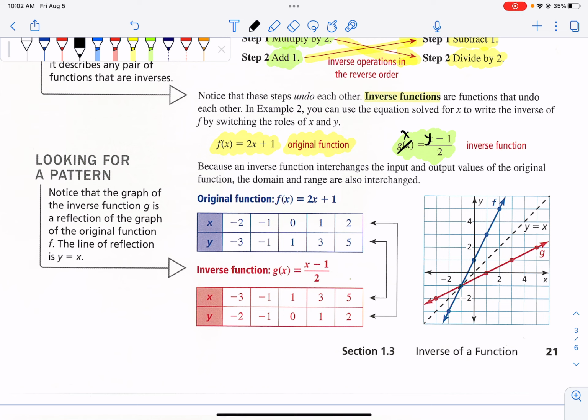So what this is telling you is that when you solve for x, you end up with a new function. And you can call it a new function. It's called the inverse function. And instead of x equals y minus 1 over 2, they change the name of the x to be g of x because it's a function. And then they change the y to an x. But it's the same idea.